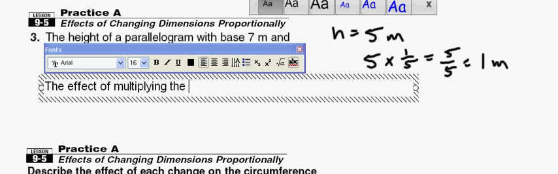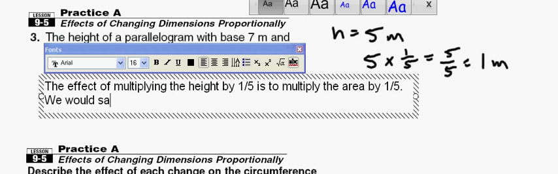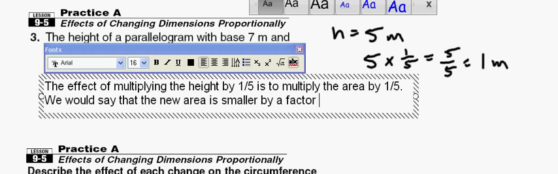Multiplying the height by 1/5 is to multiply the area by 1/5. We would say that the new area is smaller by a factor of 1/5.